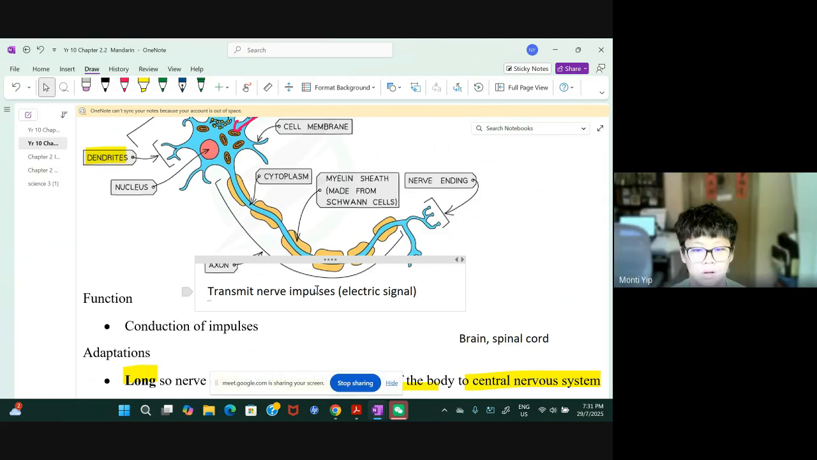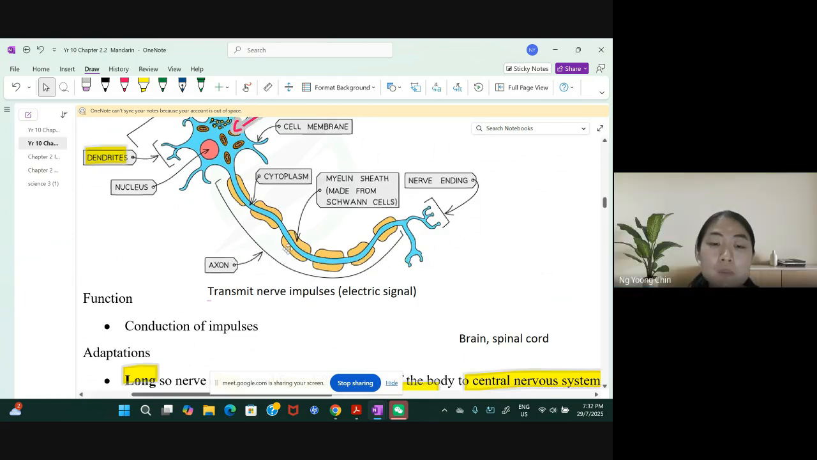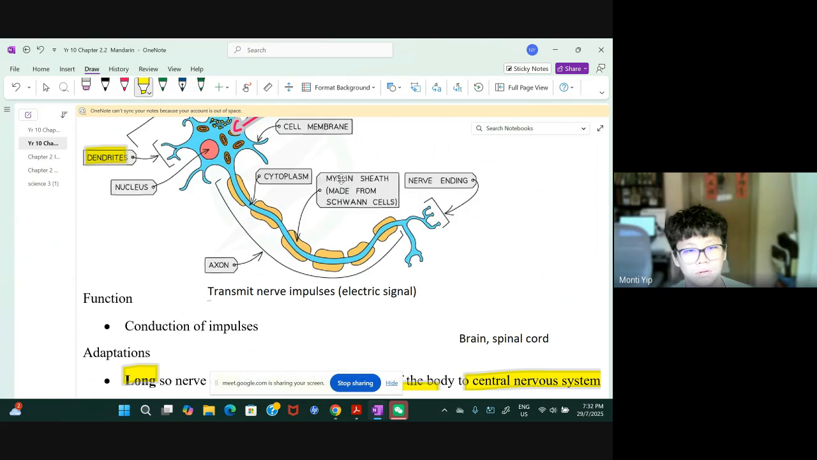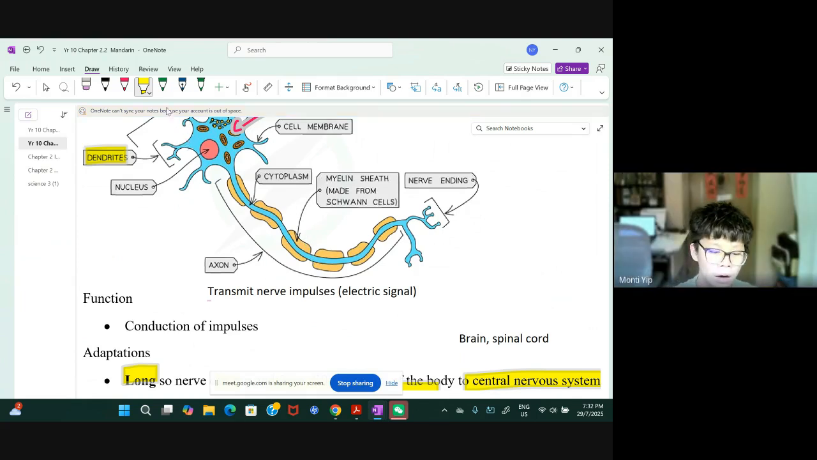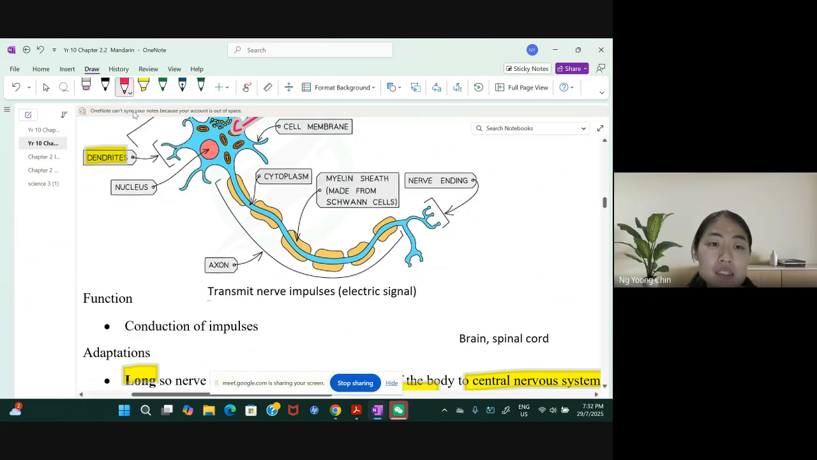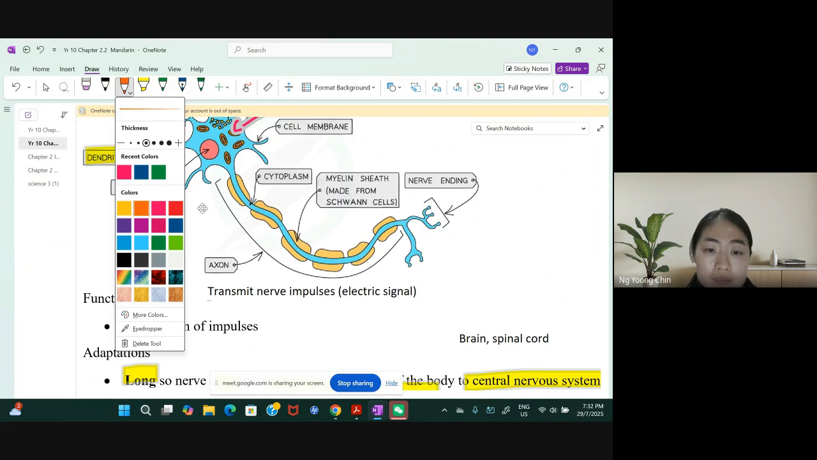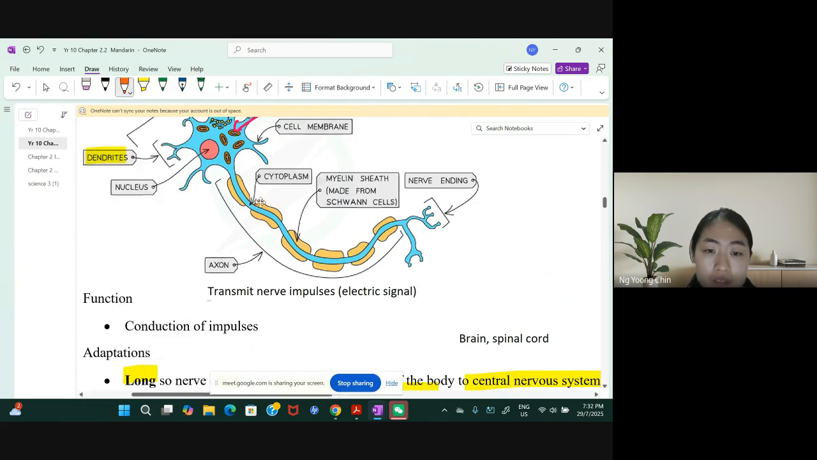Understand? Yeah. So they have the axons. And then you can see this one, right? This is what we call the myelin sheath. Myelin sheath is a fatty tissue layer that surrounds the long axons. This one is the myelin sheath. It's actually a fat. Seriously, it's a fat. It's an insulator.